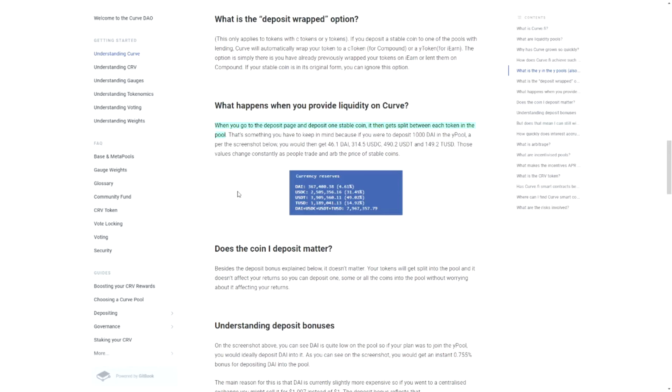So the good news is you don't have to go and get some DAI, USDC and USDT separately to create a liquidity pair. No, you just deposit the DAI and then the system does this all for you. It starts distributing the value among all the other stablecoins. So that is really easy and convenient.